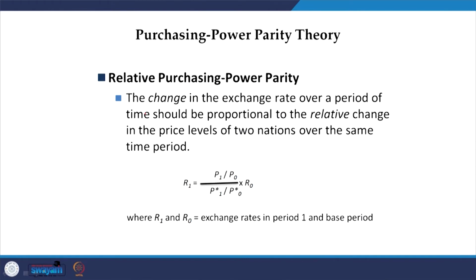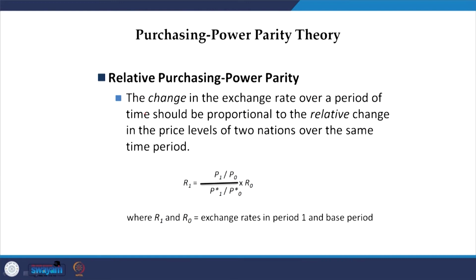It is basically not just the ratio of the relative prices, it is also the change in the exchange rate over a period of time, and it should be proportional to the relative change in the price levels of two nations over that period of time. So, a base year price is also essential. It is not just the price that we are considering at present as a ratio, rather a base year price should be taken in the numerator for adjusting the changes.